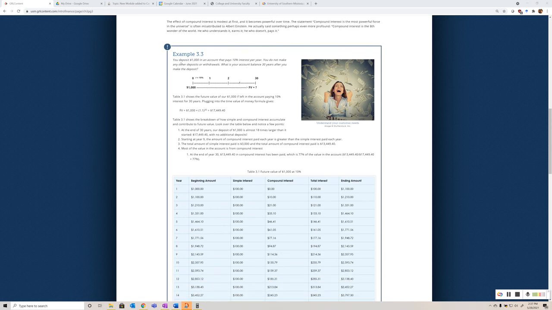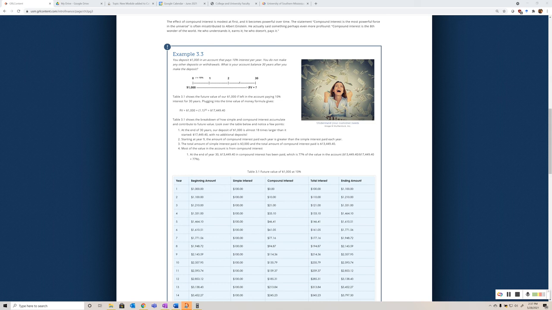This example says you deposit $1,000 in an account that pays 10% interest per year. You do not make any other deposits or withdrawals. What is your account balance 30 years after you make the deposit? So we start out with a timeline here, just seeing what the cash flows look like. We're going to deposit $1,000 today. We're going to earn 10% interest on it, and we're just going to let that $1,000 accumulate interest all the way out to 30 years from today.